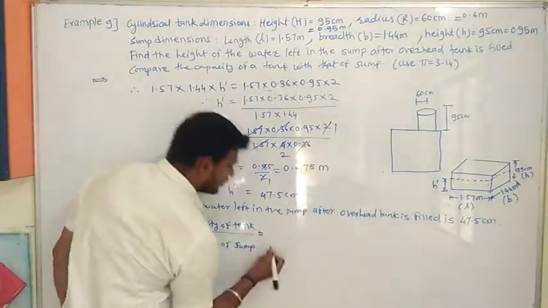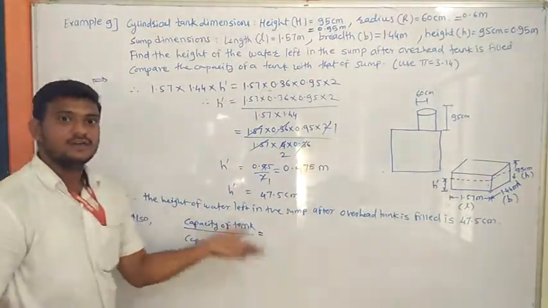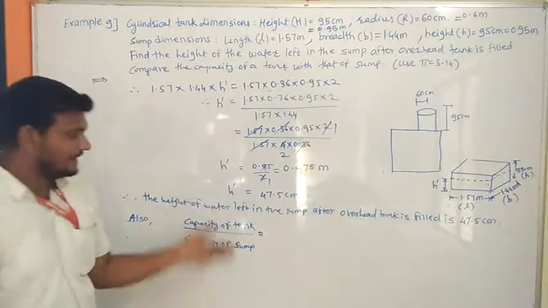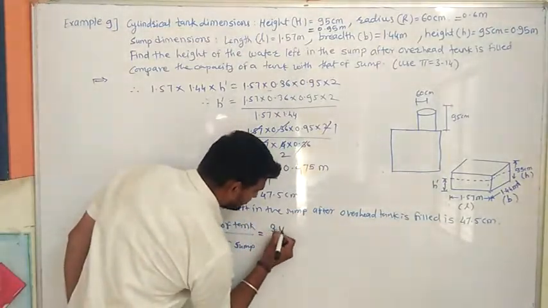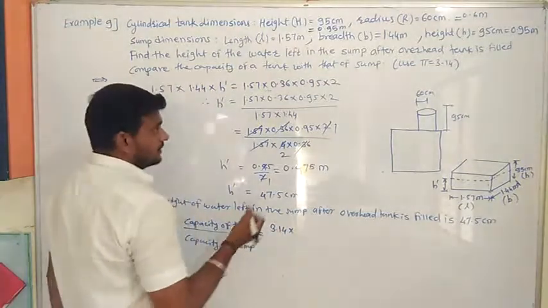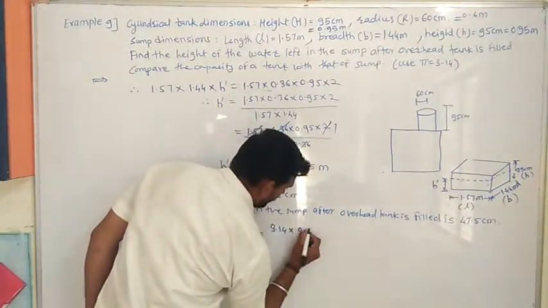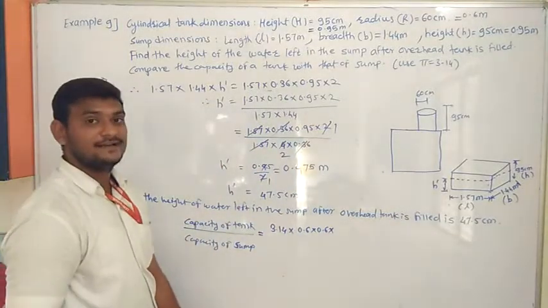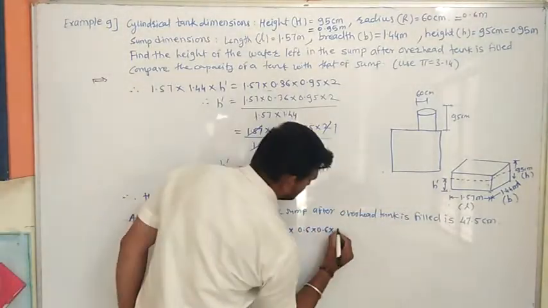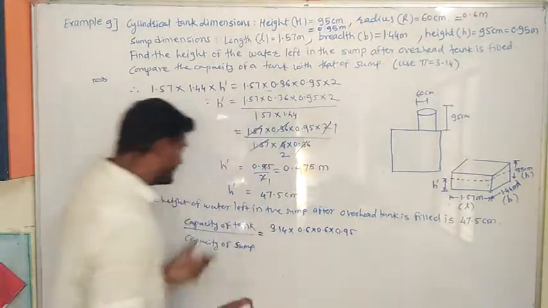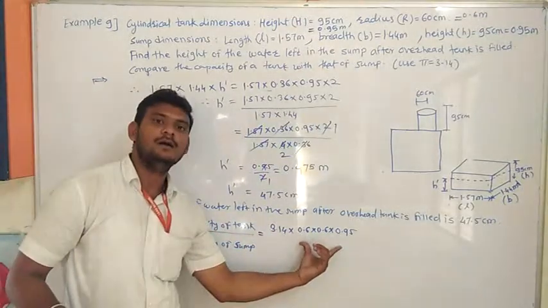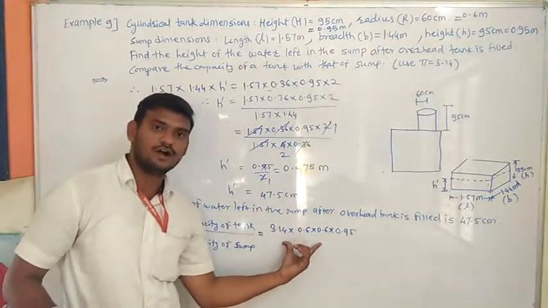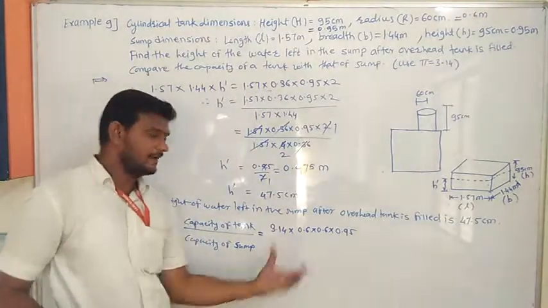Capacity of a tank is equal to how much? It is nothing but pi r square h. We have initially calculated it. That is 3.14 into 0.6 into 0.6 into height. What is the height of that cylinder? In that case, height is 0.95. We have calculated the capacity of the tank, that is the volume of the cylindrical tank. That only I have copied here.